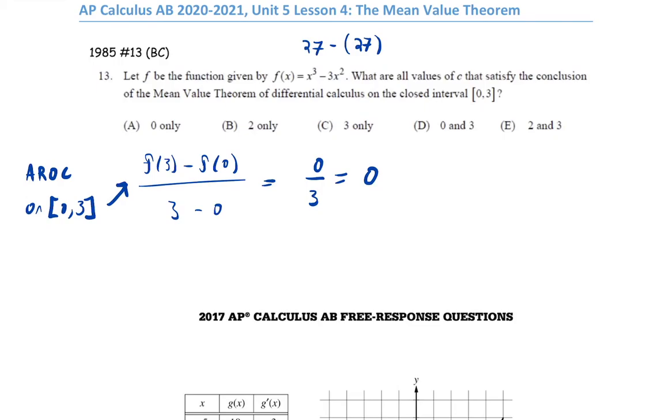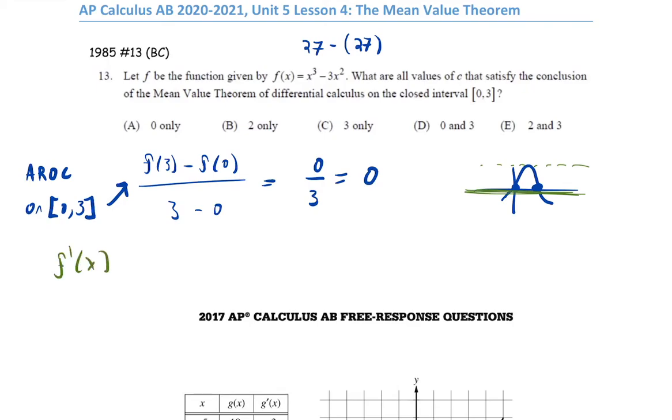So this function probably looks something like this. It goes up and then down, and we've actually found where the average rate of change is 0. So by the mean value theorem, there should be some point in between where the average rate of change equals the instantaneous rate of change. So now we just need to find it.